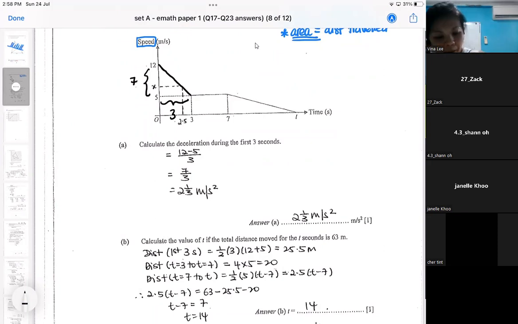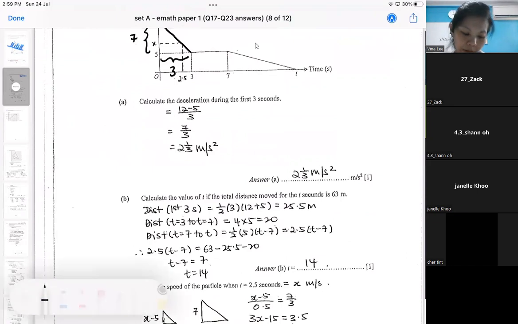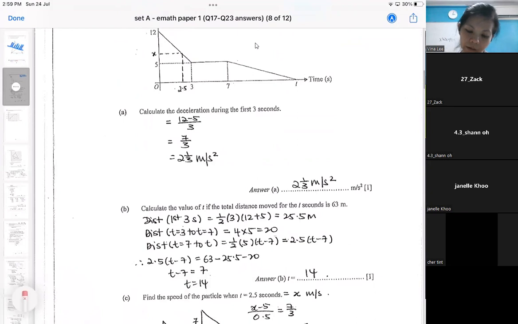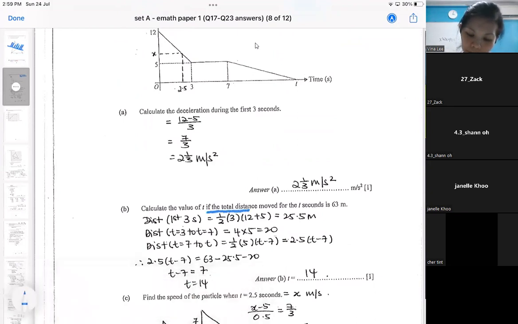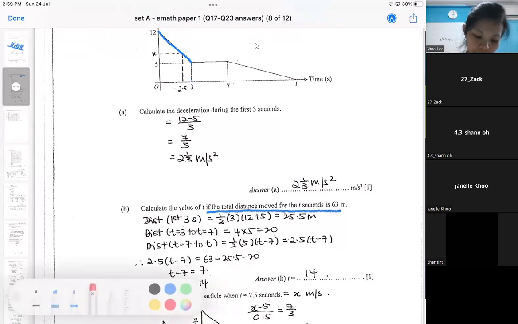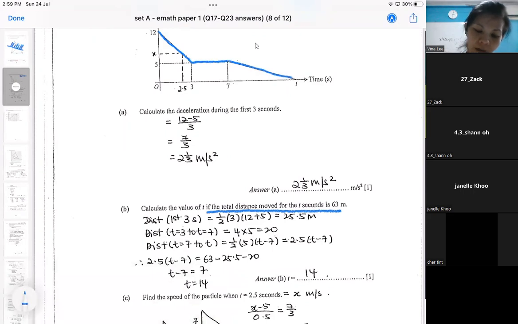And then for part B, I think some of you misinterpret the distance. This distance is the total distance. The total distance is here. It's everything here. I think some of you only do out the triangle. So everything here is going to be 63.